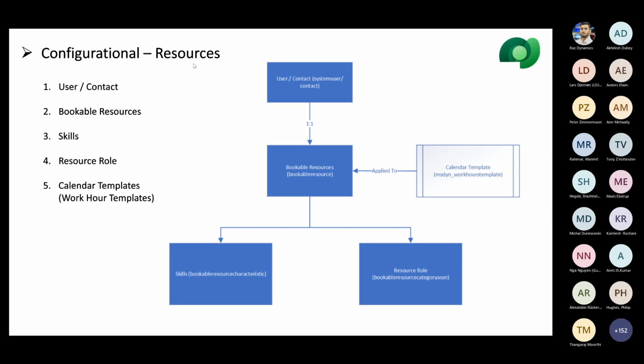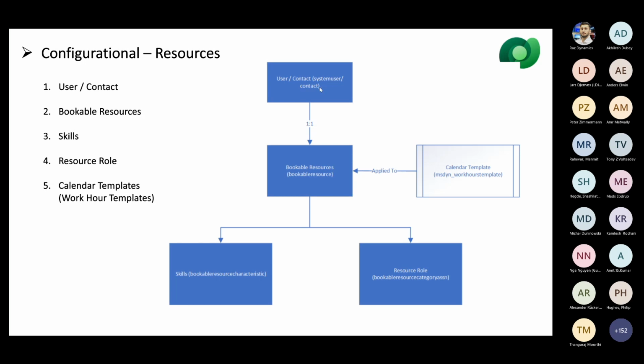So this is the main entity, bookable resources. In this organization unit, of course, you will have users who will be working on projects in Project Operations, and those are called bookable resources in Project Operations. The name for that is bookable resource, and it is a child of a user record. That's a system user record, or it could be a contact.